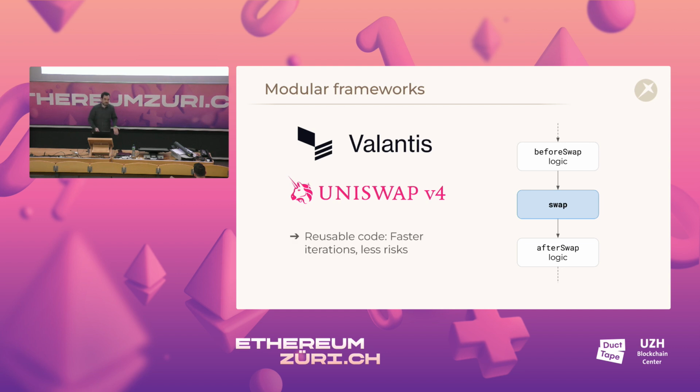So what is nice about this is that you can reuse a lot of the code. Maybe 90% of the code is already there, and you just need to implement some extra logic. So you can do faster iterations and experiment, and of course with less risk because you have less code to audit. And of course you have network effects. So deploying with Uniswap, Valantis has its own advantages because they already partner with a lot of projects.